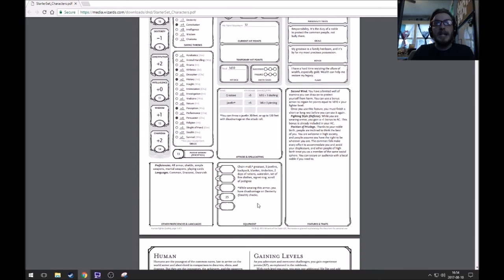The next bit is your gear. This is like all the stuff you own in the world, or rather all the stuff that's pertinent that you own in the world. So you have your chainmail, you have a greataxe, 3 javelins, a backpack, a blanket, a tinderbox, which is like an Altoids-sized can that has flint, steel, and shredded wood pulp to act as tinder. It's used for starting fires. 2 days of trail rations.